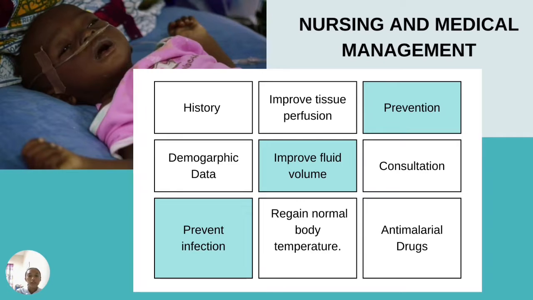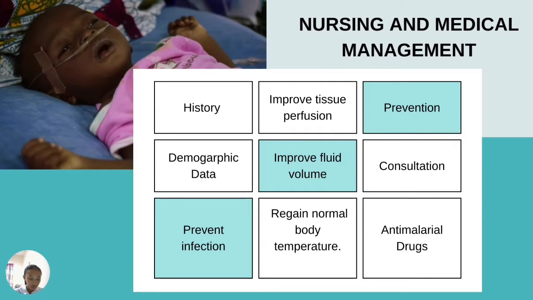So these are the nursing and medical management. We have to obtain the history, if there could be any remote history of travel, and also the demographic data. It will determine the patient's immune status, the age and pregnancy status, any allergies or medical conditions. And also we have to prevent the infection, improve the tissue perfusion, improve fluid volume, regain normal body temperature.